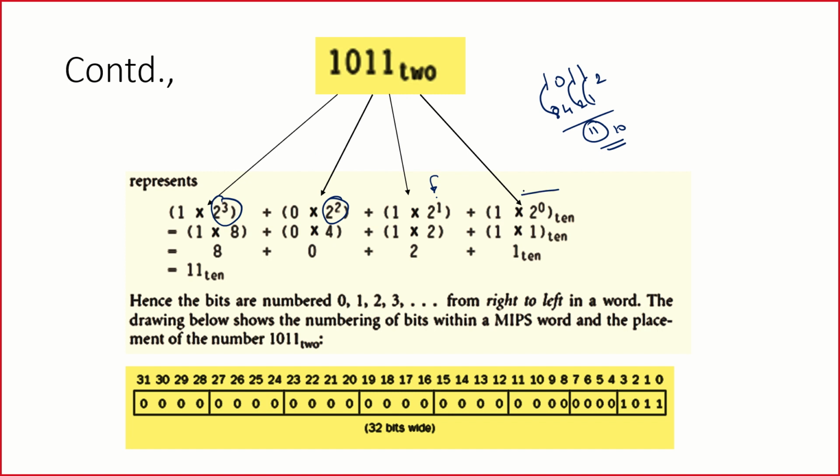So it starts all the way from here to there: 2 to the power of 0, 2 to the power of 1, 2 to the power of 2, and 2 to the power of 3. So that's what I called 8421, and I got the result. Now what is this? This is a simple representation where the binary has been converted to base 10 representation.